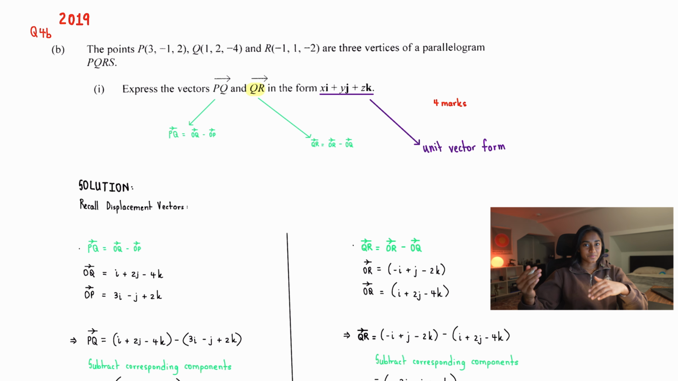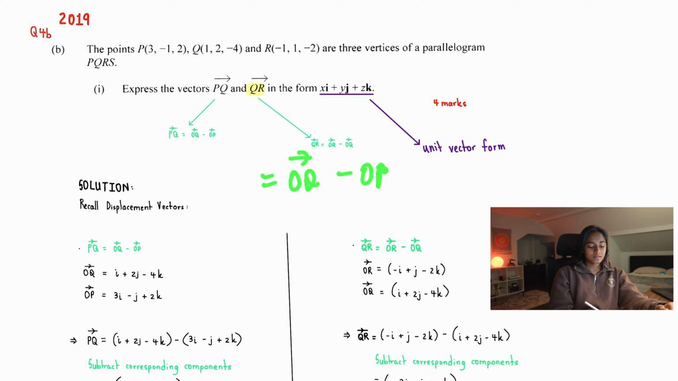And you need to recall something that is very, very important, which is the displacement vectors, which is how we're actually going to find them. So by using the position vectors that we just found, we are going to find these vectors. So PQ would be actually equal to OQ minus OP by the displacement vector rule, okay? So now we have OQ and OP. All we have to do is subtract them. To subtract these vectors, all we have to do is subtract their corresponding components.